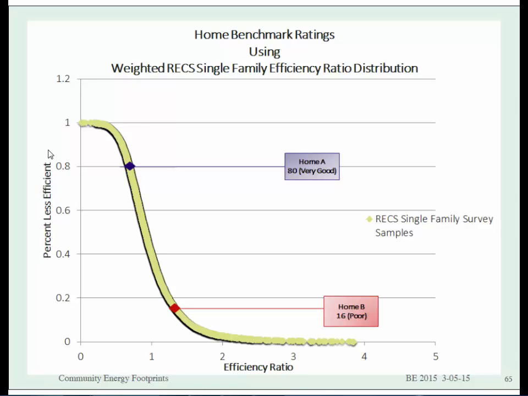So graphically, I don't want to get into the math too much here. Happy to talk to people afterwards if they'd like. But graphically, this is how we're actually calculating a rating. This yellow line is a distribution of homes, and we have 2 homes that have been rated here. Home A, what that's telling you, it has a score of 80, which means that 80% of the homes in this distribution have a higher efficiency ratio, meaning they're operating less efficiently. That's where the score comes from.